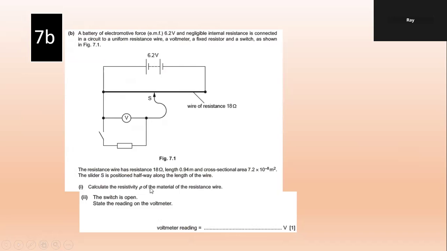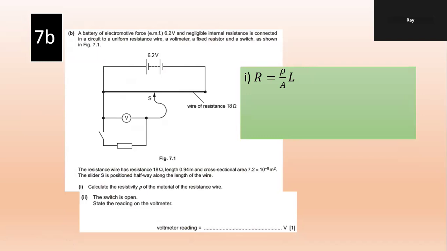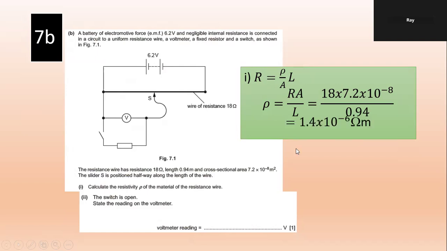Calculate the resistivity rho of the material of the resistance wire. Right? You can see resistivity is a very popular question. You come across it in almost every paper, whether paper 1 or paper 2. Just write the formula. Resistivity. Resistance is 18 ohm. Cross-sectional area 7.2. Length 0.94. Calculate it. Ohm meter.